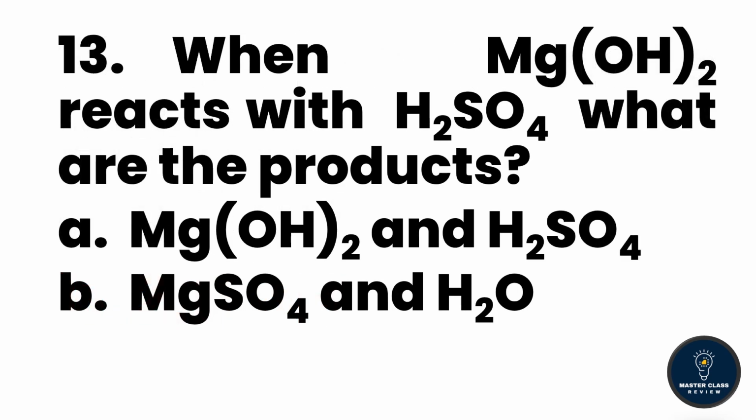When magnesium hydroxide reacts with sulfuric acid, what are the products? Yes. Letter B. Magnesium sulfate and water. The reaction in the problem is called neutralization reaction, in which an acid and a base react to form neutral compounds like magnesium sulfate and water. Magnesium hydroxide is a base, while sulfuric acid is an acid.